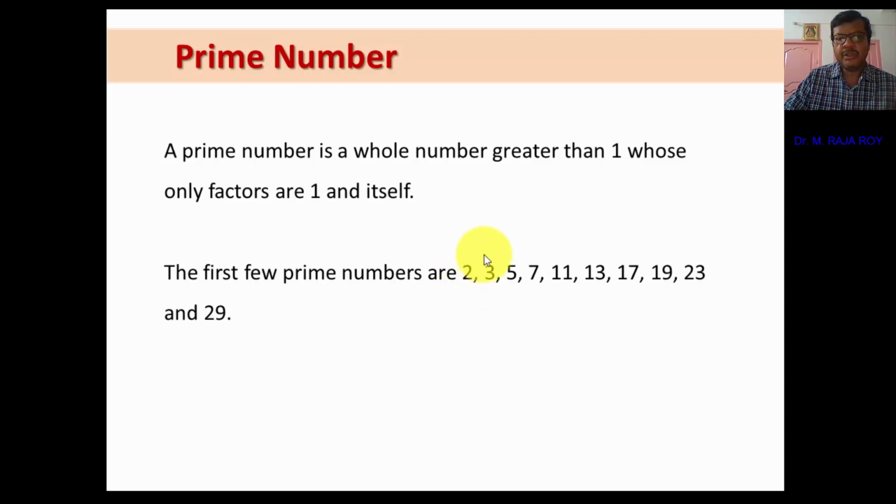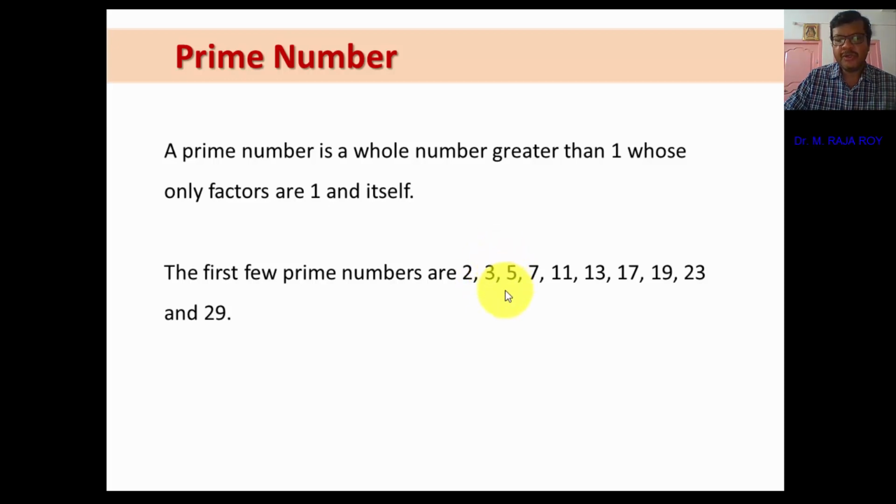Suppose after 2 if you go to 3, for 3 also if you consider the factors, 1 is the factor, 2 is not a factor because we are getting the remainder as 1, and 3 itself is another factor. That's why 3 is also a prime number.